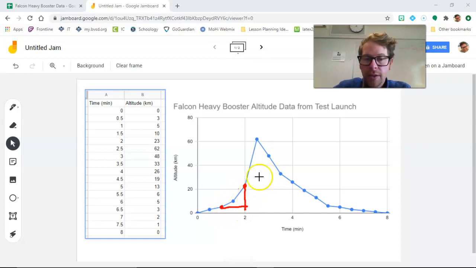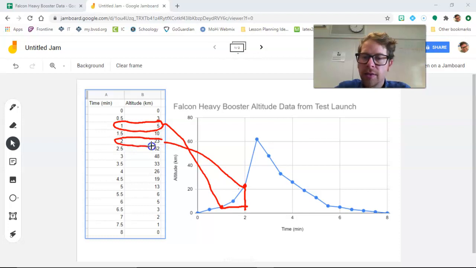But what we also know here is that we have the original data points. So I highlighted the points here, and you can see this matches up to this data right here. So time 1, altitude 5. And this matches up to the data right here. Time 2, altitude 23. So there we can do the slope by saying how much did it change in the vertical versus how much did it change in the horizontal.